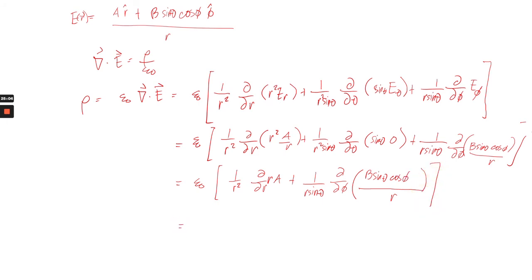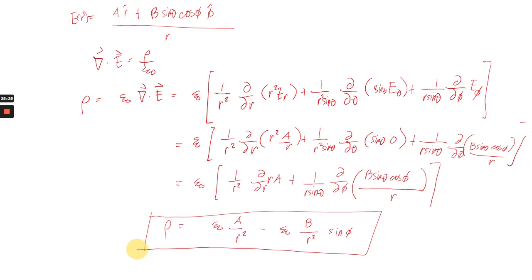And then if we do the derivative, we have epsilon naught A over r squared minus epsilon naught B over r squared sine phi. That would be your result for rho. Yes, easy as that. You take the derivative, so that would be our charge density given this electric field.